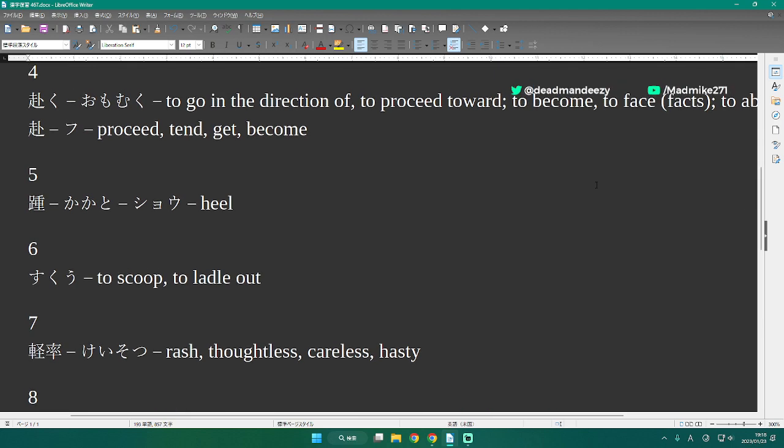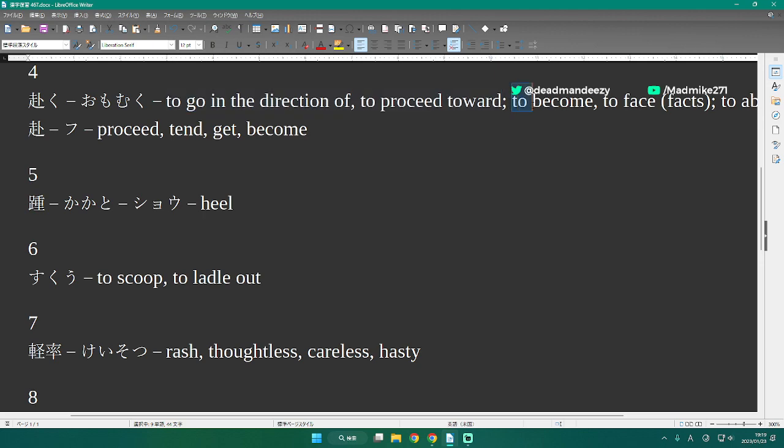Number 4 is omomuku. Omomuku is a new kanji for proceed, to tend, get, or become. We're going to go with proceed for today. Alternately pronounced fu. This is made of the radicals for running on the left side, and on the right side we have the radical, well, it's the katakana to, but I think it means divining. Okay, it means divining, fortune telling, or divination. Katakana to is divining or fortune telling. Omomuku means to go in the direction of or to proceed toward something, as if you have already divined where you are going.